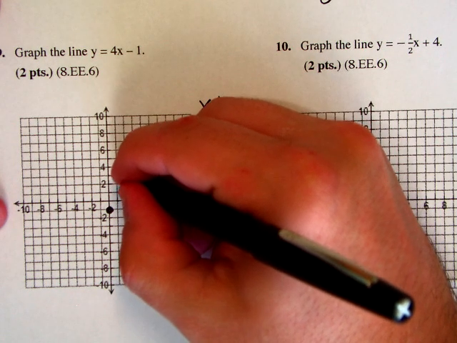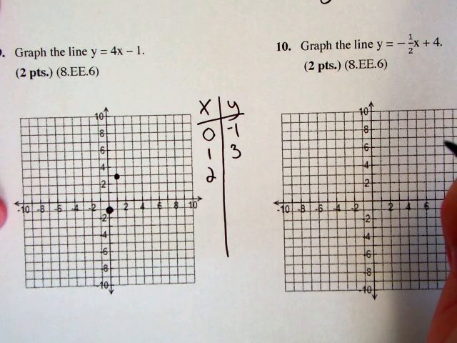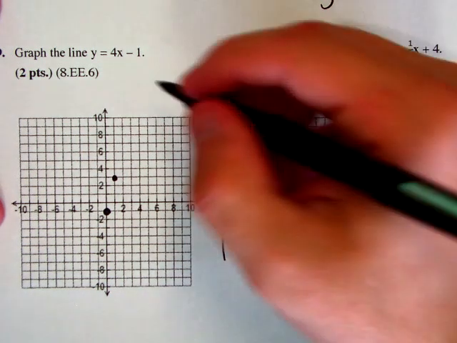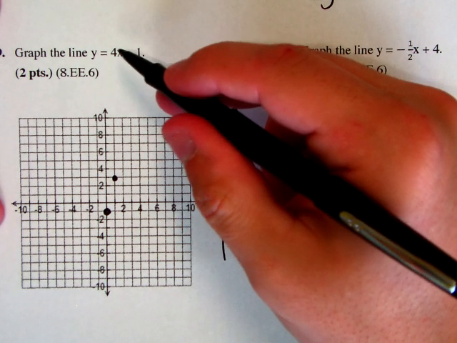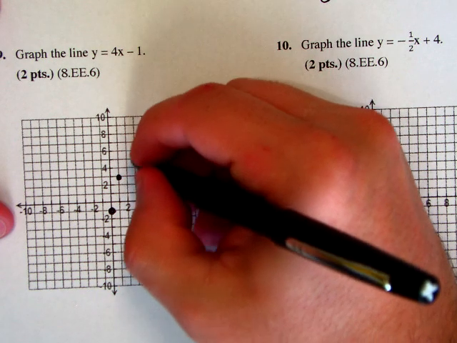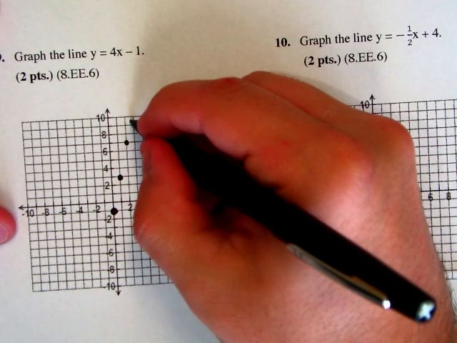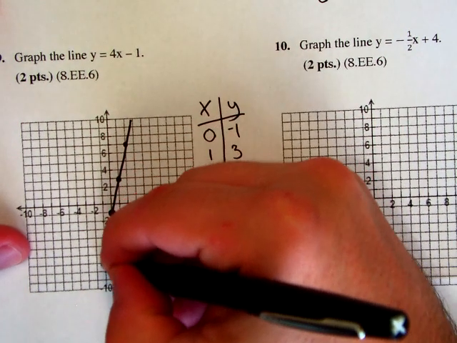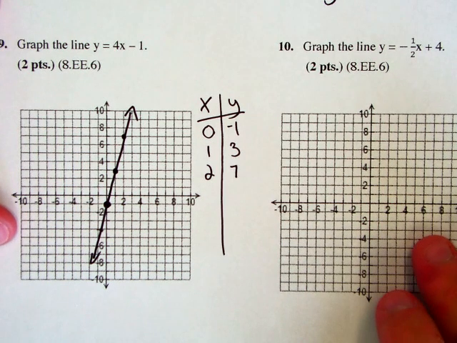So over 1, up 3. Next one, input of 2, so 4 times 2 is 8, minus 1 is 7. So I have 2, 7. So my line would look like that.